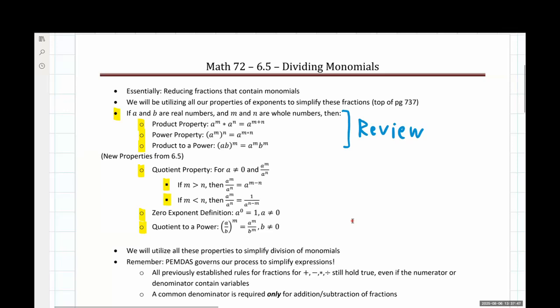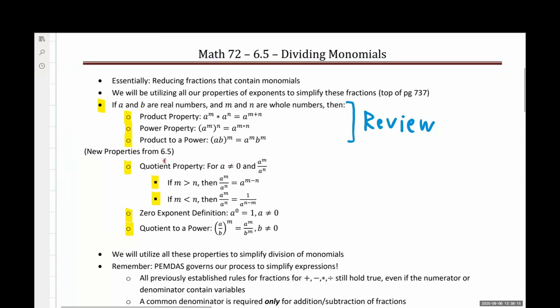And again, as mentioned at the start of some of these videos, the beginning of chapter 6, there is that general exponent properties overview page. I recommend to everyone take a look at that, write those down for yourself, have that quick cheat sheet of the exponent properties, because I think it's very, very useful to reference those as we go through these problems. So our new properties that we have are listed right down below here, and they are the quotient property, the zero exponent definition, and the quotient to a power property.